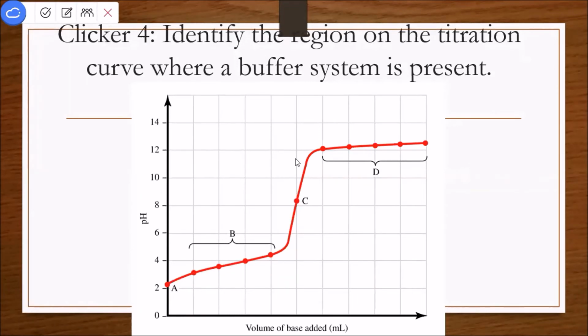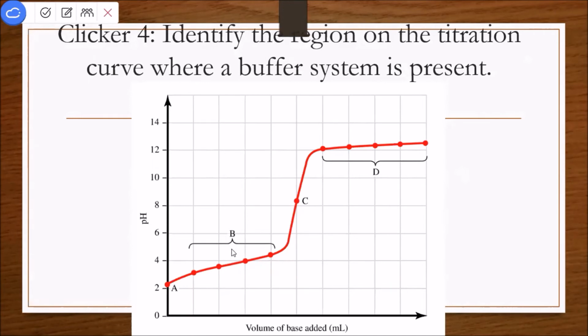Now, how this works is that if this is 100% A minus and 0 HA, and this is 0 A minus and 100% HA, the point in the middle, which is the half equivalence point, is when you have 50-50 of each. When they have 50-50 of each, they cancel out. And so the Henderson-Hasselbalch says pH equals pKa. If you're looking at the Ka expression, Ka equals H plus times A minus over HA. If A minus and HA are the same numbers, they cancel out, and you just get Ka is equal to H plus for that region. And that's always true for all weak acids and weak bases.